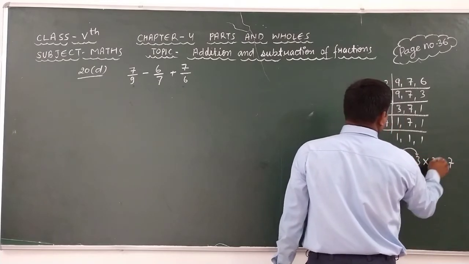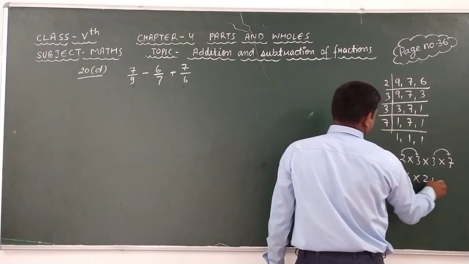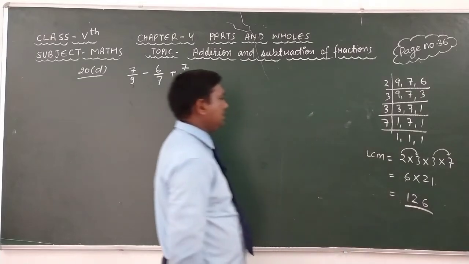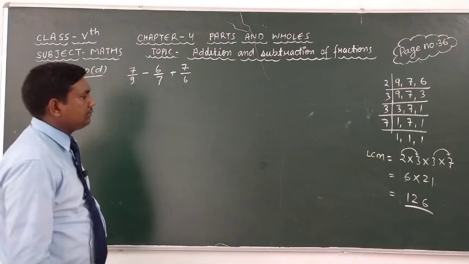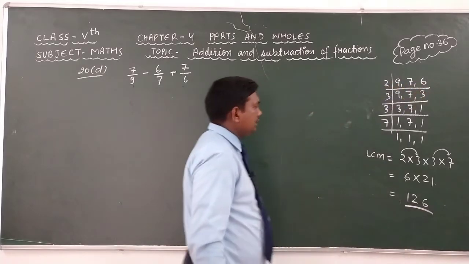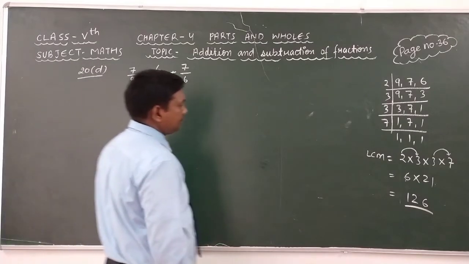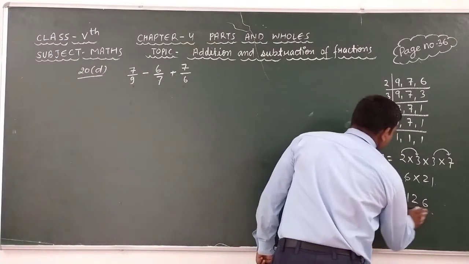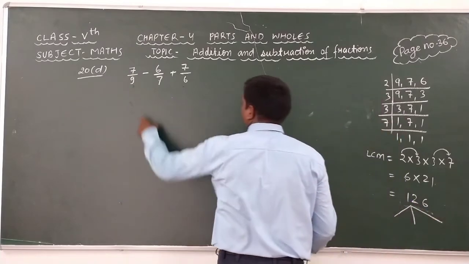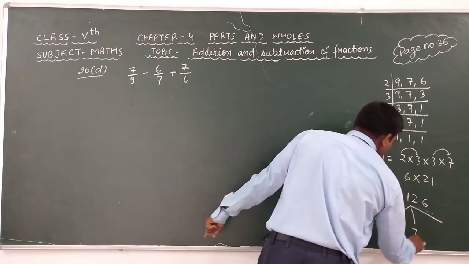Then LCM is equal to 2 into 3 into 3 into 7. 2 3s are 6 and 3 7s are 21. 6 1s are 6, 6 2s are 12. 126. Okay, students, the LCM of 9, 7 and 6 is 126. Look, here 9, here 7 and here 6.